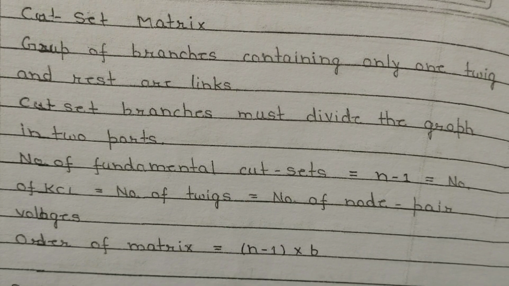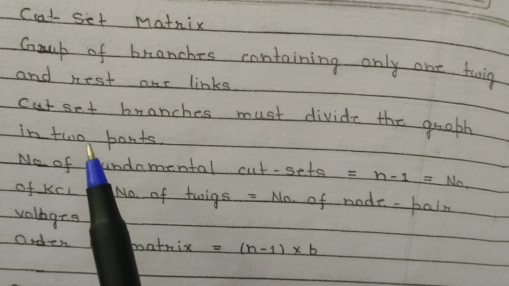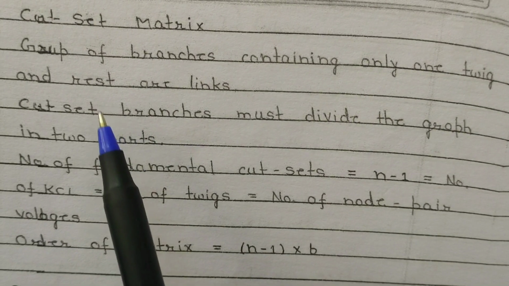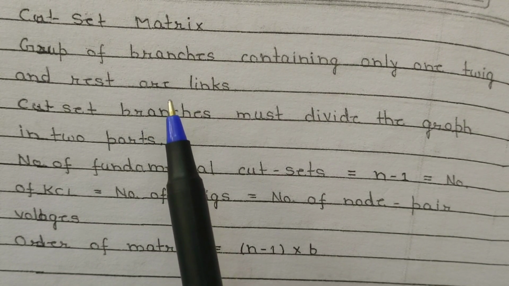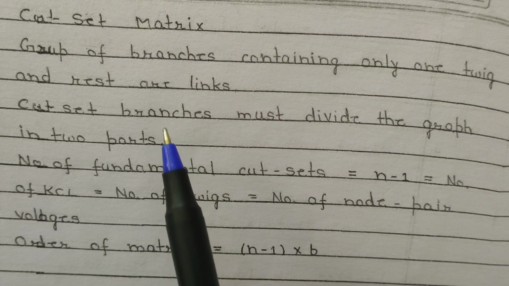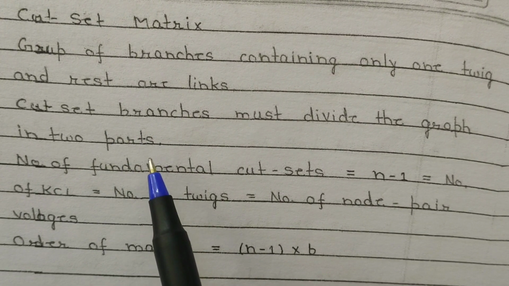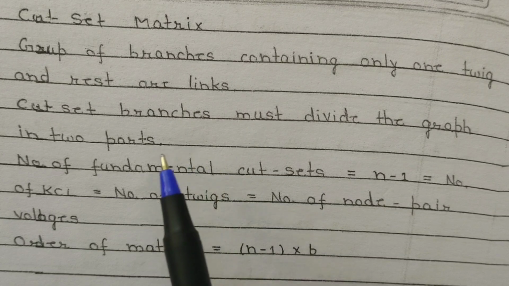Now we will see about the cut set matrix. A group of branches containing only one twig and the rest all links, means only one solid line and the rest all dotted lines, is called a cut set. Cut set branches must divide the graph into two parts.